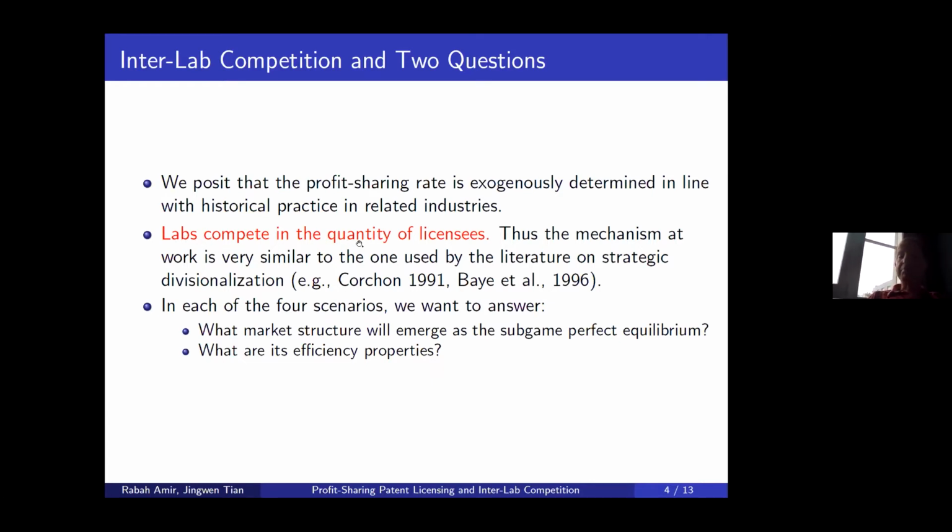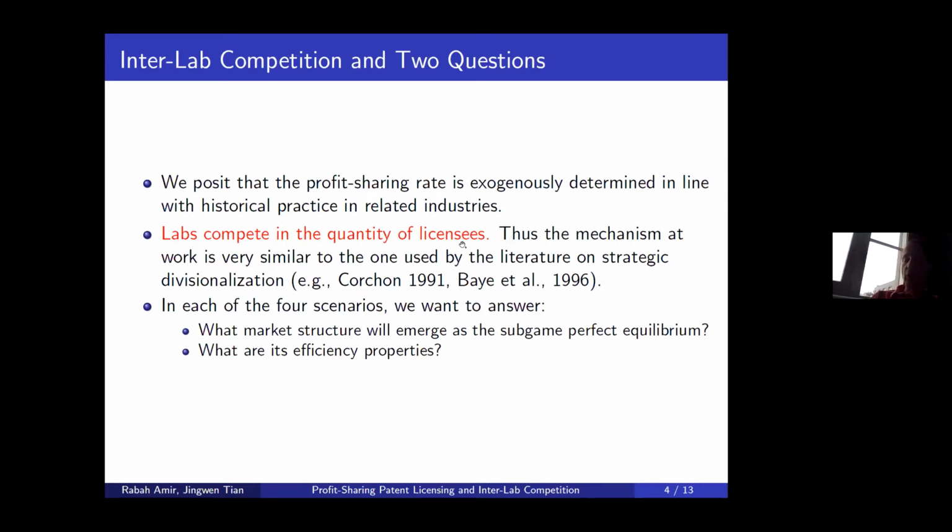Instead, labs compete in the quantity of licensees. So each lab gets to pick how many firms, so there are potentially many firms, and each lab picks how many firms it wishes to sell the license to.